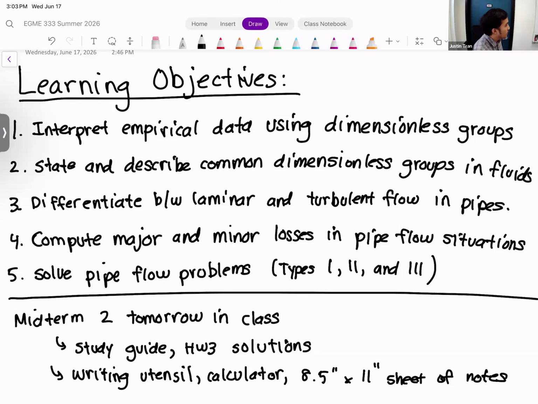In terms of homework, remember homework 4 is due this weekend. I'm not planning on assigning another homework just because I want you guys to focus on studying for the final exam after this midterm. So homework 4 will be the last one. And then after that, just preparing for the final exam.